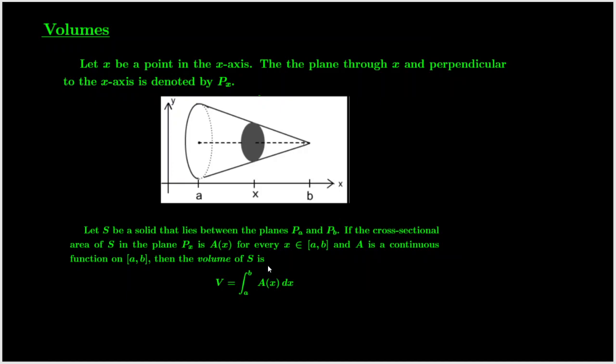Of course, a similar formula is true if it's easier to get the cross-sectional areas by cutting the solid using planes perpendicular to the y-axis. Correspondingly, there's another formula. The volume V is equal to, let's say from c to d, A(y) dy. Here A(y) is the cross-sectional area of the cross-sections perpendicular to the y-axis.